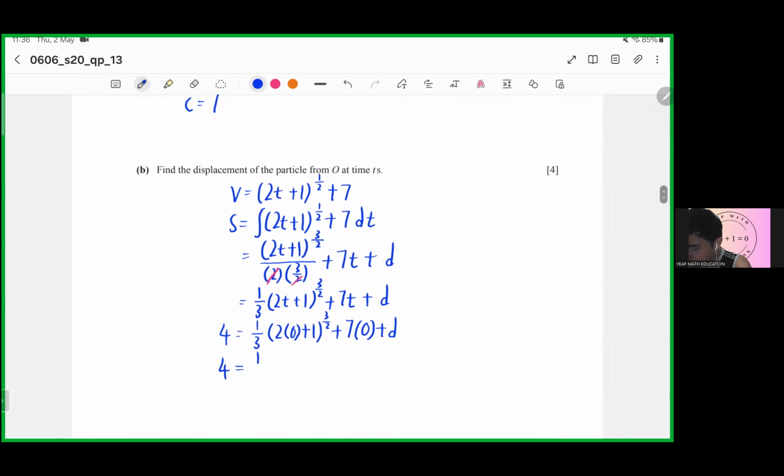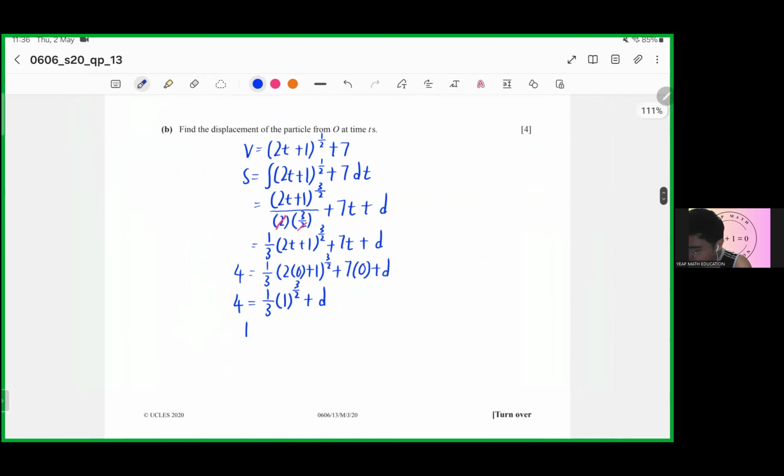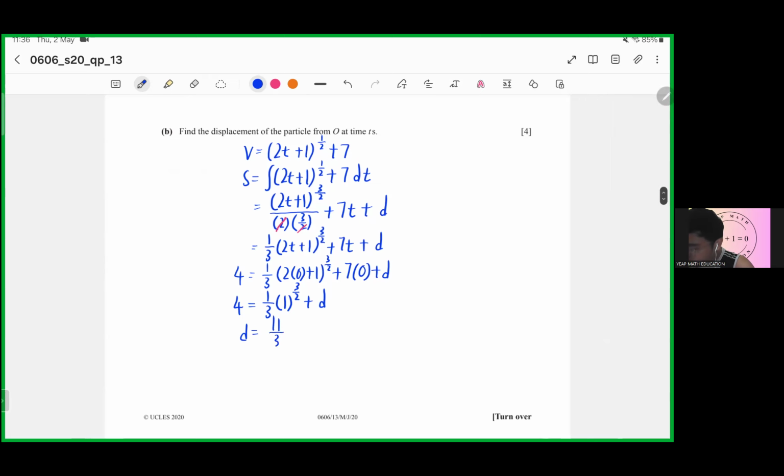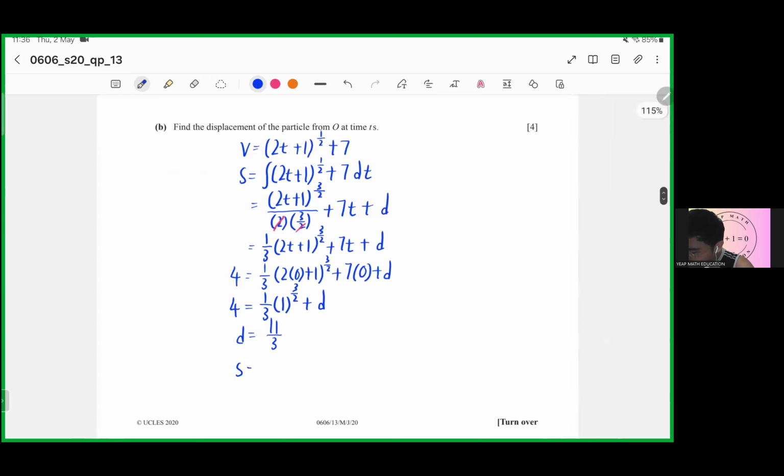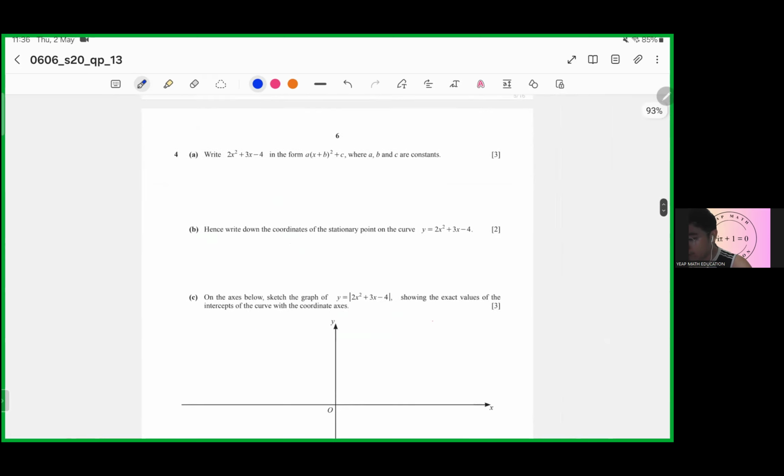4 equals 1 over 3, here is 1, power 3 over 2 plus d. And then we get d equals 11 over 3. So the equation for the displacement is 1 over 3, (2t plus 1) to the power 3 over 2 plus 7t plus 11 over 3. Okay, now we look at question 4.